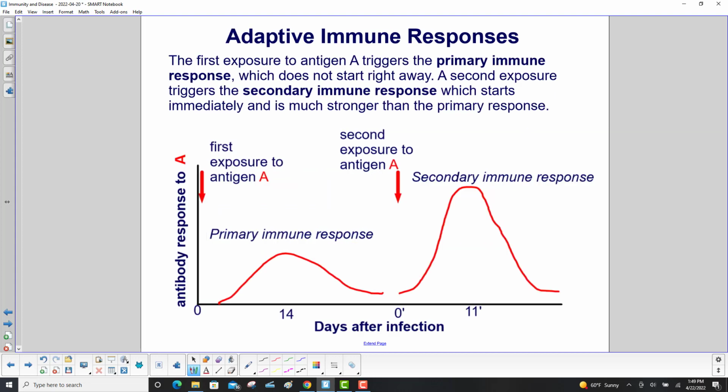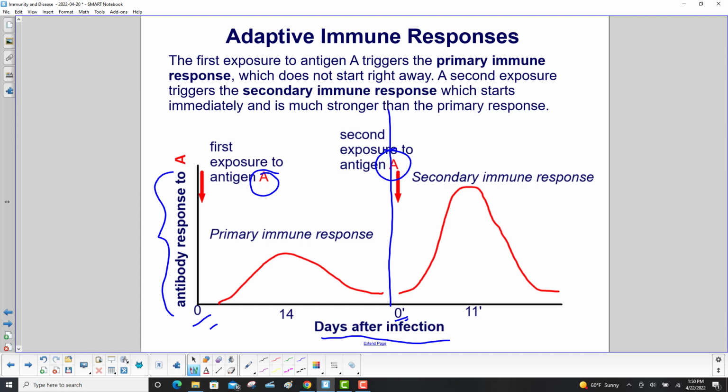As we said on the previous slide, here's the first exposure to antigen A, and here's the antibody response. Clearly, the higher the better. More antibodies will work quicker and take out the antigen. And here's days after infection. We have 2 charts here, really. We start time at 0 for the primary response. Then we start it again at 0 prime for your secondary immune response.